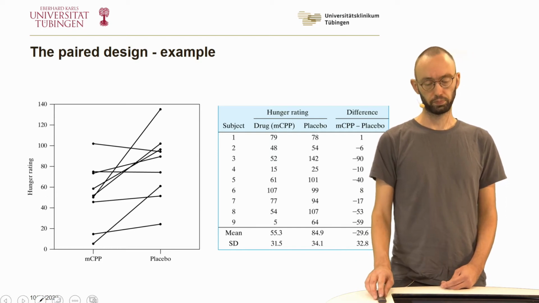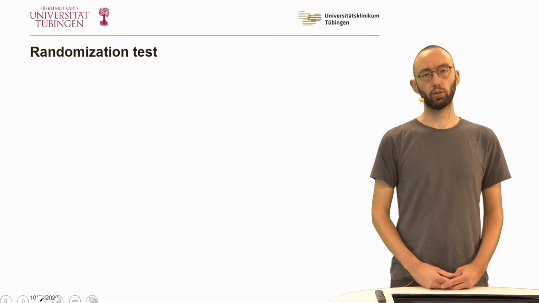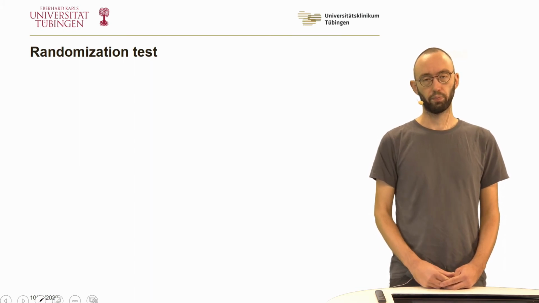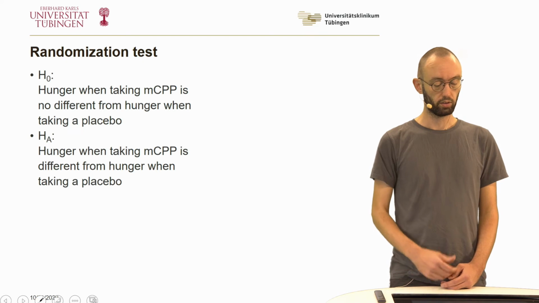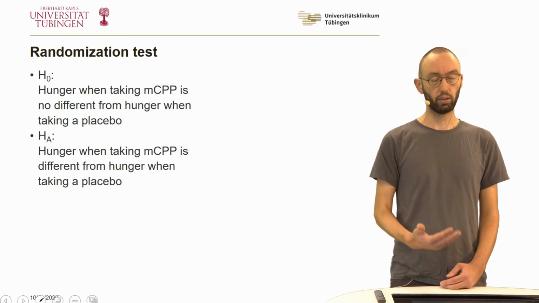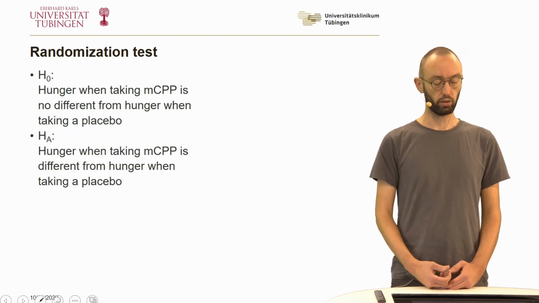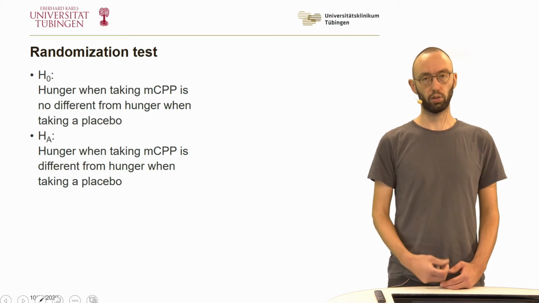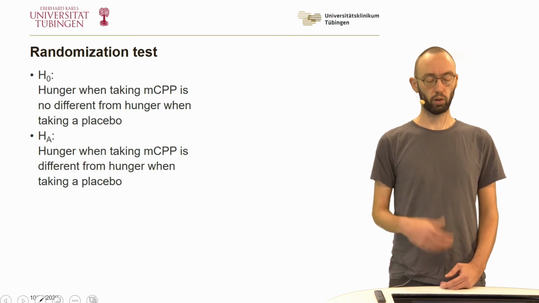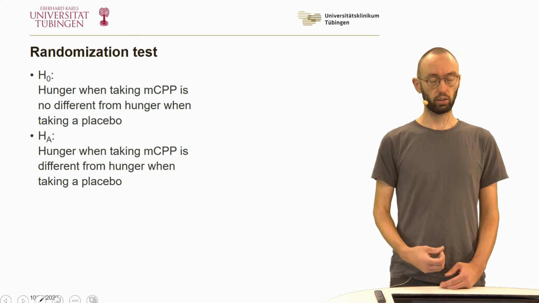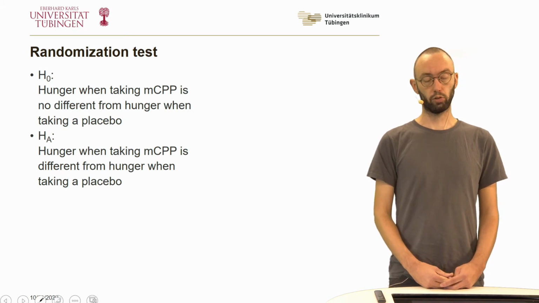What do we do? Let's first look again at the randomization test. The null hypothesis would be hunger when taking the MCPP drug is no different from hunger when taking a placebo. The alternative hypothesis is hunger when taking MCPP is different from hunger when taking the placebo.